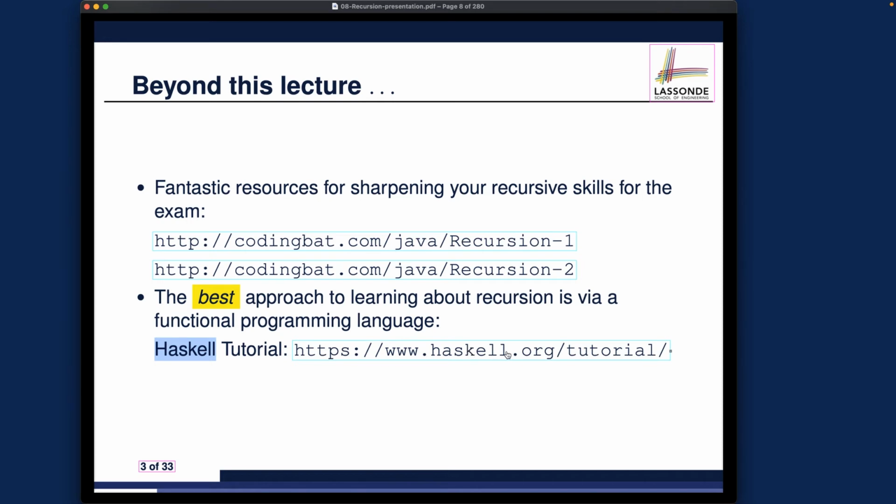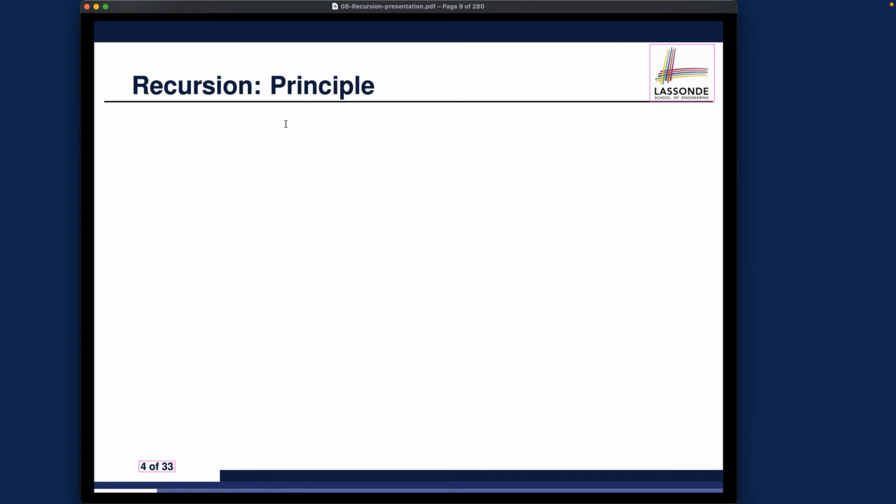I'm including some starting tutorials in case you're interested. This is completely optional beyond this course, but for those of you who are really interested in mastering recursion, this will be the best way to go. But as far as this course is concerned, still focus on these two links as the starting points to practice your recursion skills. All right, let's now talk about recursion.